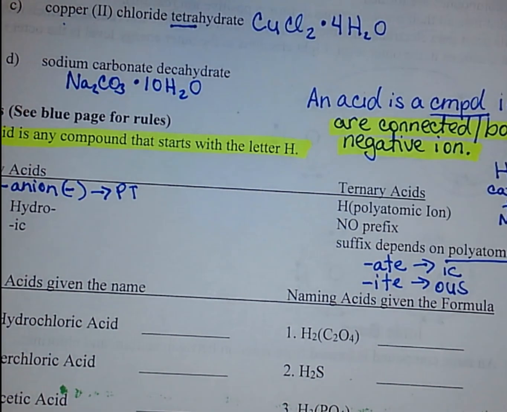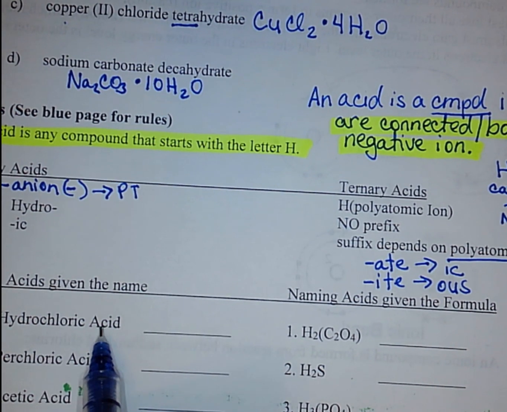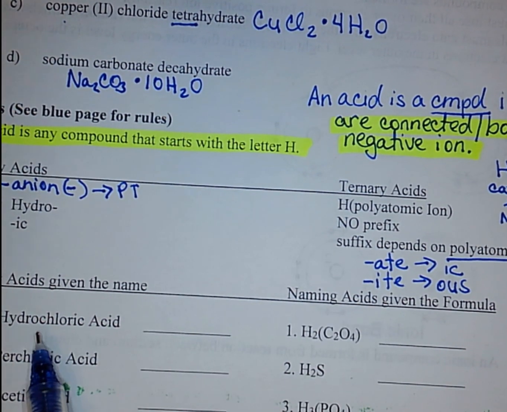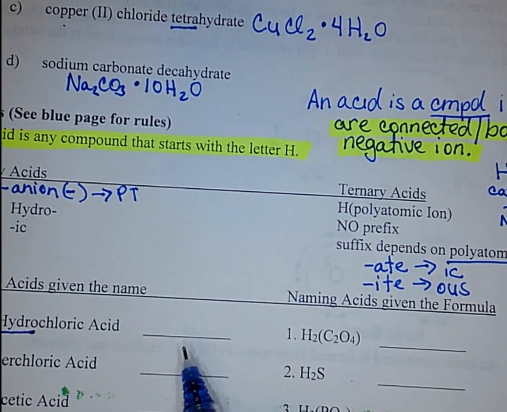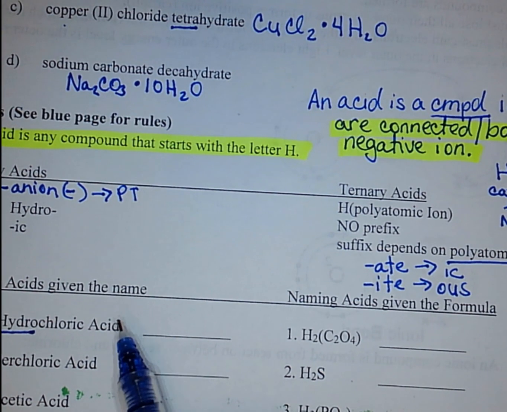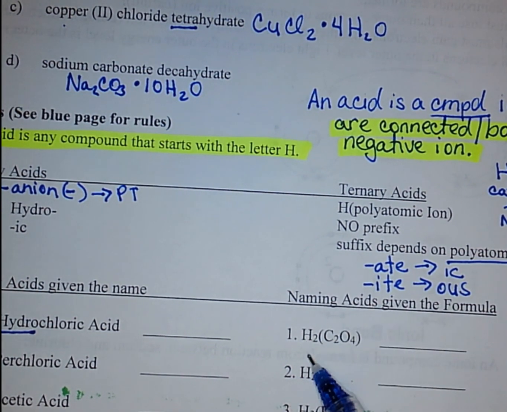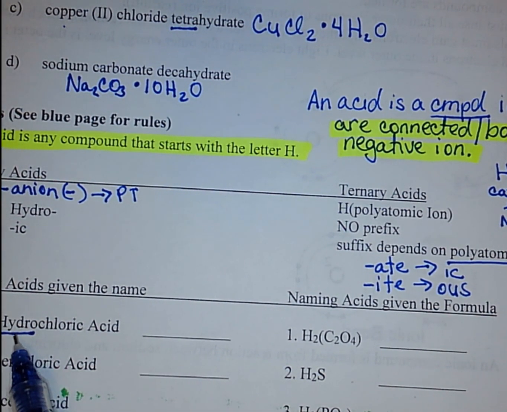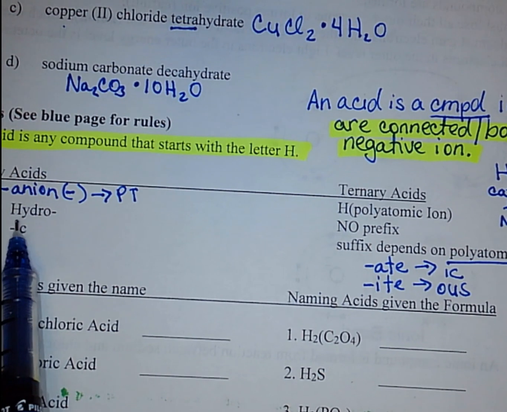Let's go ahead and try naming some of these acids. This is hydrochloric acid. Okay? Notice that for hydrochloric acid, you've got the word hydro in front of it. Every acid, as far as the naming goes, will always have the word acid behind it. And whenever you are writing the formula for the acid, you're always going to have an H in front of it. Since this has the word hydro in front of it, it is a binary acid.